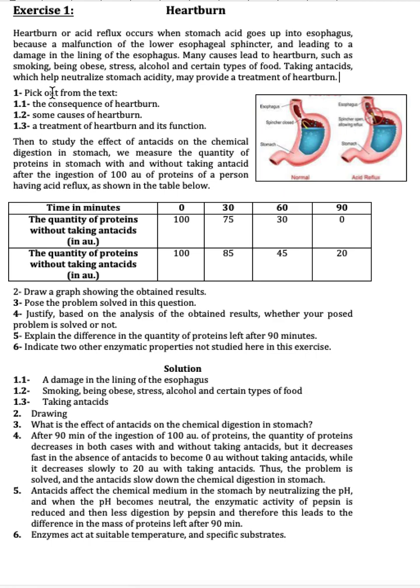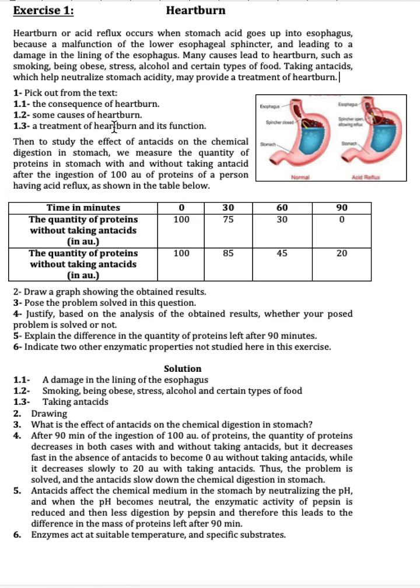Pick out from the text the consequence of heartburn. So the consequence is a damage in the lining of the esophagus. You have to focus on this term, consequence. What is the consequence of heartburn? It leads to damage in the lining of the esophagus, you copy it from above. Some causes of heartburn also, as we said, smoking, being obese, stress, alcohol, and certain types of food. All these factors can lead to heartburn.